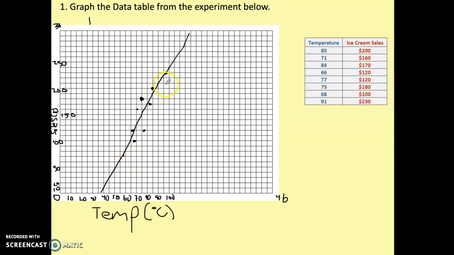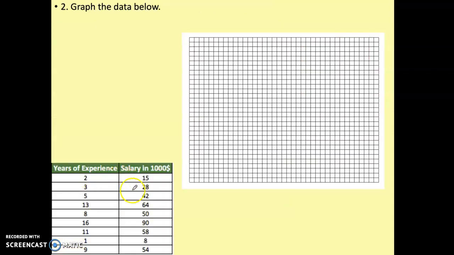Clearly, the warmer it is, the more sales you can predict to a certain point. The colder it is, the fewer sales you can predict. And again, with better scales, this graph would turn out a little better. But a line of best fit, again, is half above, half below, and I'd probably add that into your notes here. Half above, half below.